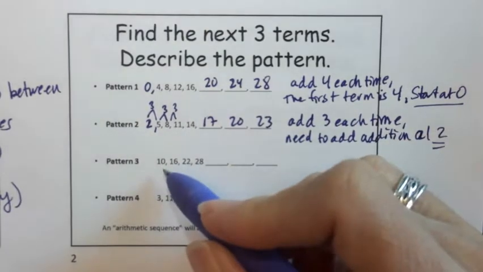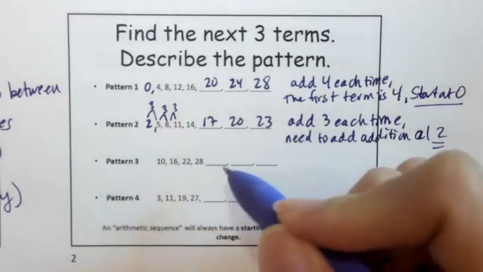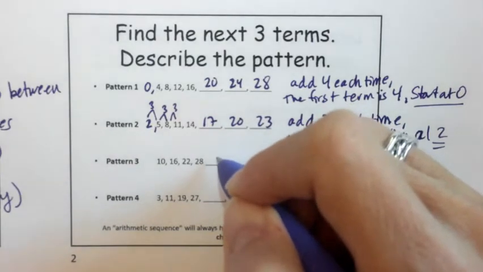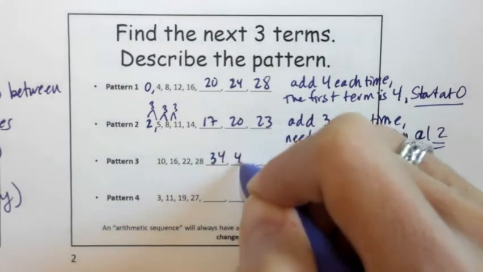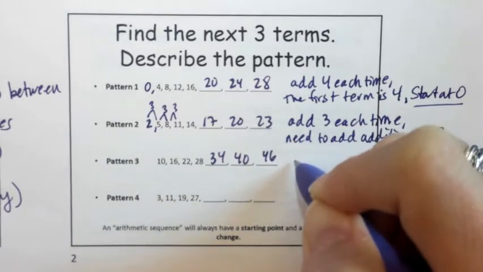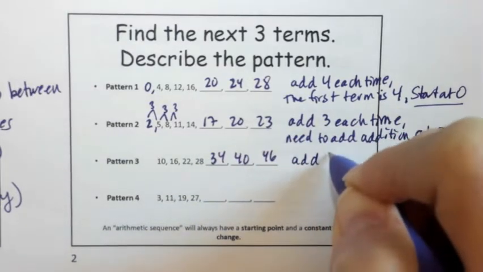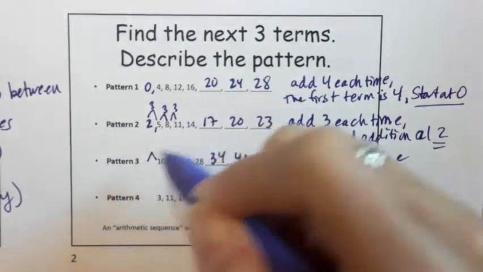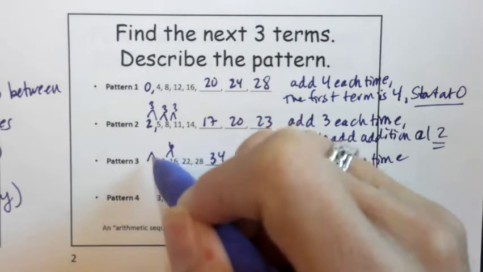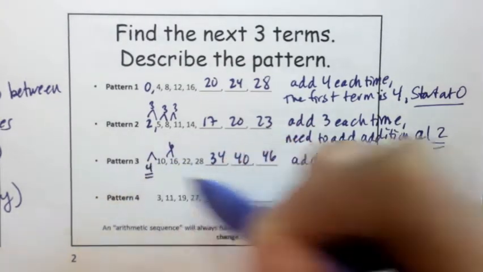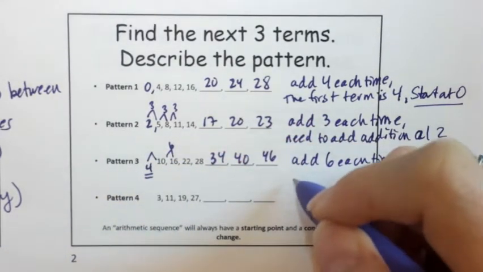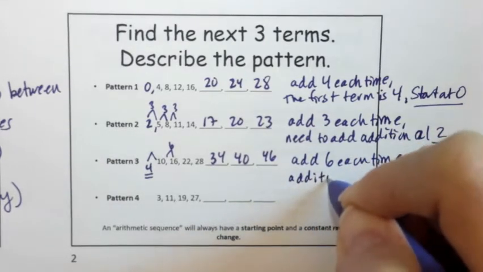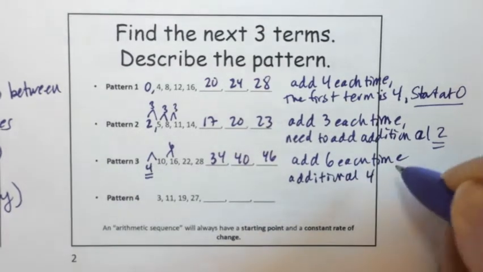Okay, let's talk about 10, 16, 22, 28. What's happening between? So it would be 34, 40, 46. What do we have every time? We're going to add 6 each time. Is our pattern starting out at 6? No. If I go backwards, I would be starting at 4. We would have an additional 4.